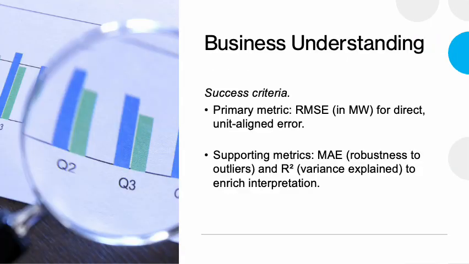For success criteria, I'm using three metrics. The primary metric is root mean squared error, reported in megawatts, because it tells us the average size of our error directly in the business units, which is easier for our stakeholders to understand. I did also track mean absolute error for robustness to outliers and R squared to show how much of the variation in output the model explains.